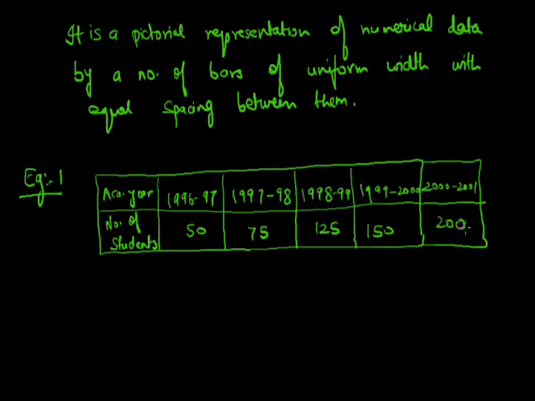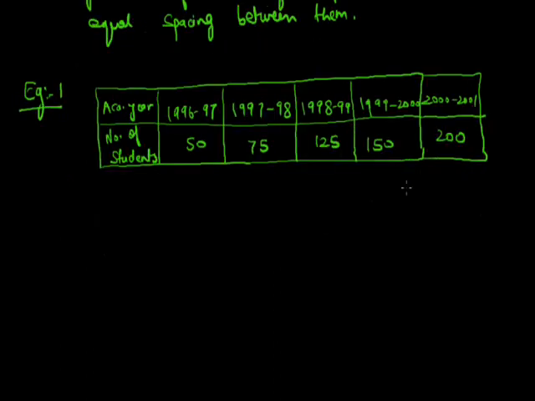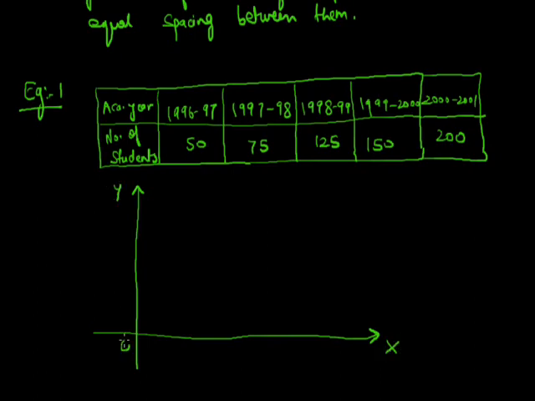So this is the data given, in which it is given that in the particular academic year how many students are there. So accordingly, we need to represent this data in the form of bar graph. What we need to do, first we'll take the x and y axis and the intersection point is origin.